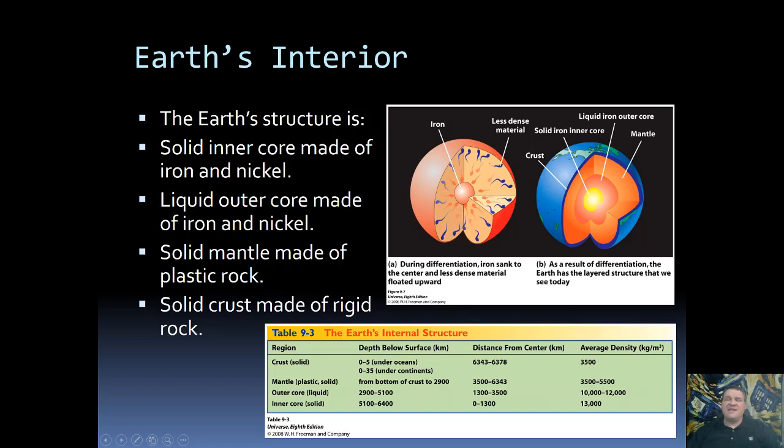The mantle is made up of plastic rock. What we mean by plastic in this case is moldable. This stuff, with pressure pushed on it, will actually flow. So think something like clay or Play-Doh. It's a solid, but if you squish it, it squishes. Then the last layer is the crust, which is also rock, but in this case it is rigid rock, meaning that it is going to break instead of bend.